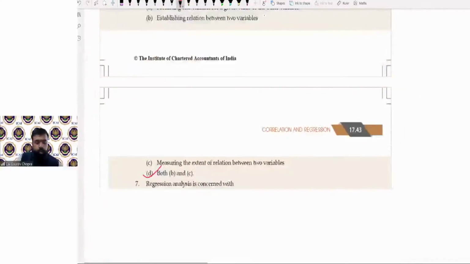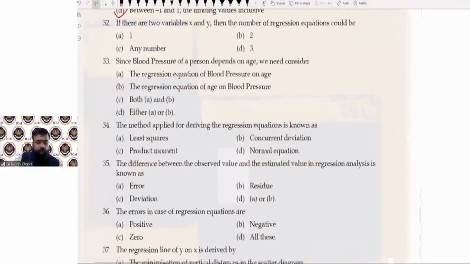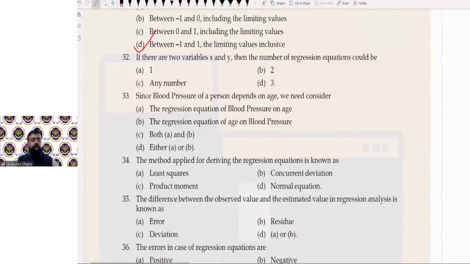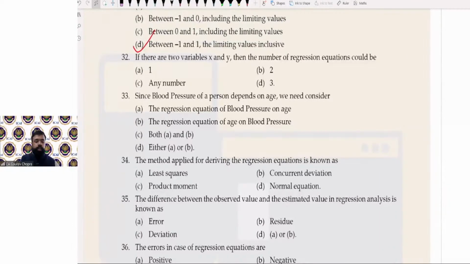Then let's do the questions. So set A के हमने कल कुछ questions start किए थे. Up to 31 we have done. Now let's come to question number 32 and give the answer. If there are two variables x and y, then the number of regression equations could be. तो कितनी regression equation बनती है हमें पता है. Only two regression equations are there, x on y and y on x.